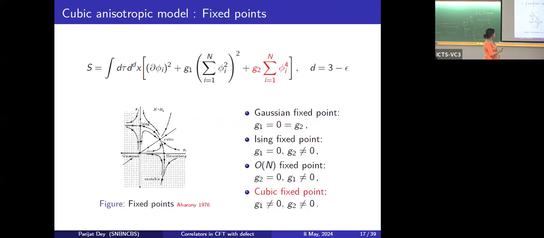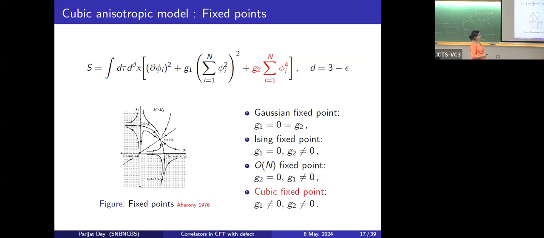So here is the fixed point structure. Here we have 2 couplings, G1 and G2. This is a picture taken from this book by Aharoni, with G1 along the x-axis and G2 along the y-axis. And these are the 4 fixed points. We have the trivial Gaussian fixed point when both G1 and G2 are turned off. So this is here at the origin.